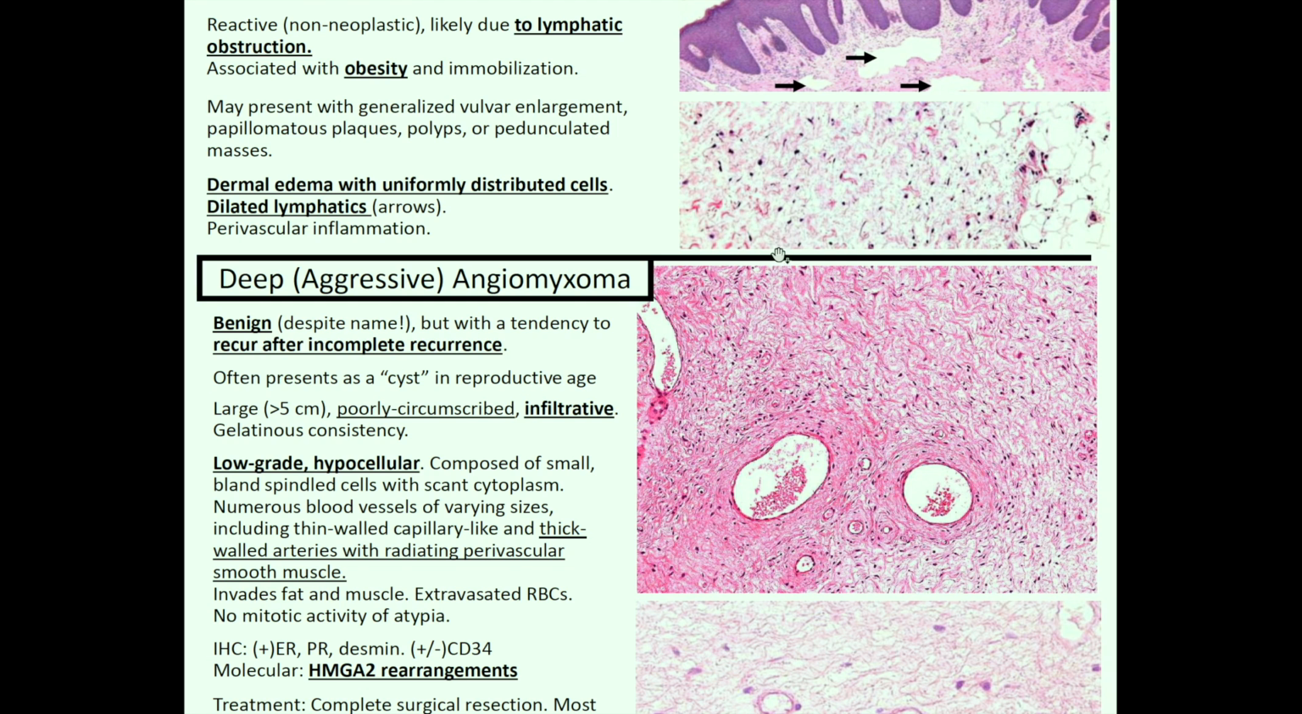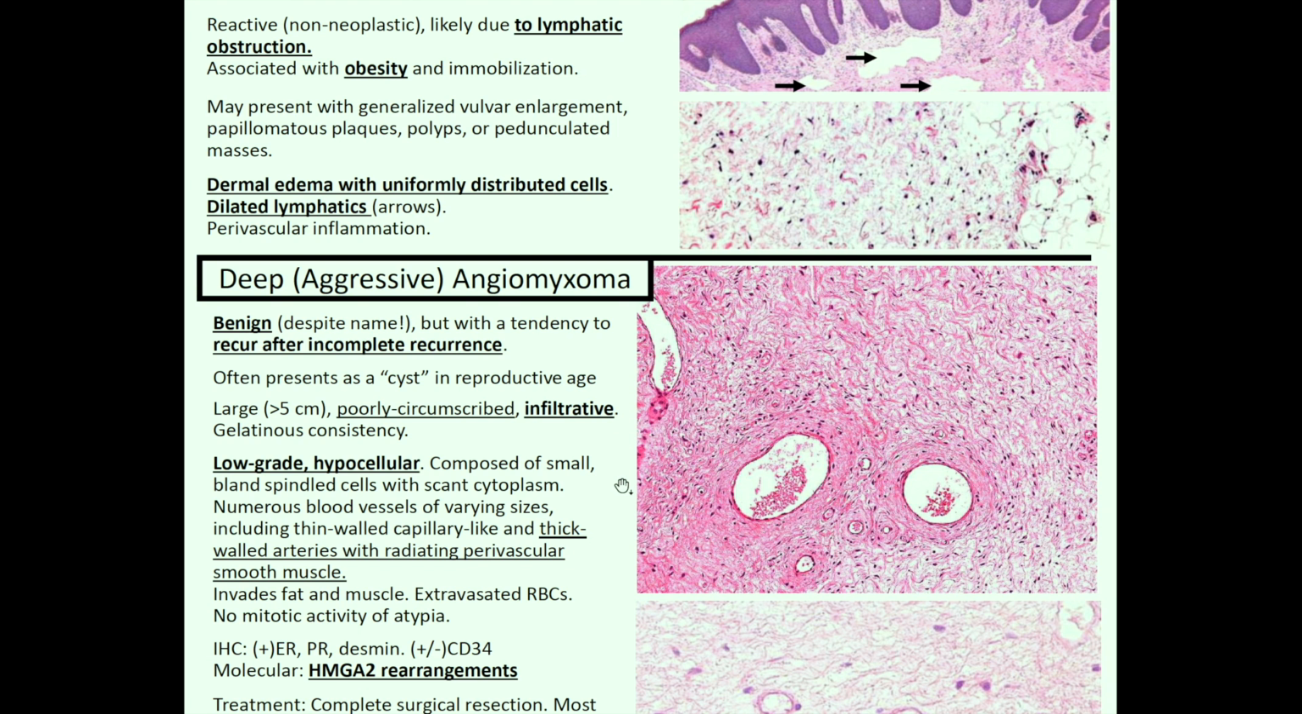Histologically, you're going to have low-grade hypocellularity, composed of small, bland spindled cells with scant cytoplasm, numerous blood vessels of varying sizes, including thin-walled capillary-like and thick-walled arteries, with radiating perivascular smooth muscle. It invades fat and muscle, with extravasated red blood cells and no mitotic activity or atypia.